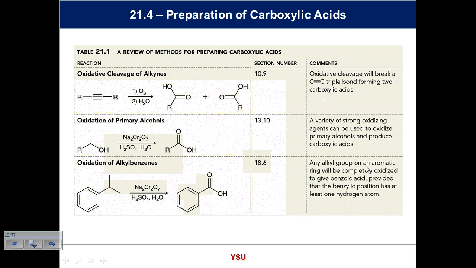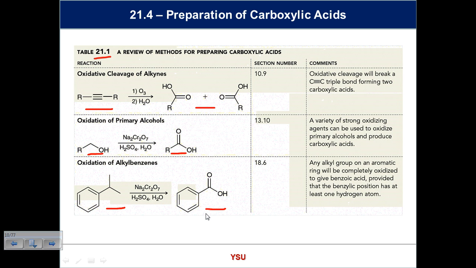Okay, let's get into something interesting. We've already done some of this stuff. Go back and look at Table 21.1. We took these materials, alkynes, last semester, and we turned them into carboxylic acids by ozonolysis. We took primary alcohols and oxidized them. We'll do that again fairly soon once we have this Fischer esterification mechanism finished. And we made them into carboxylic acids. Then we did this. Nobody knows this mechanism. Did anybody work it out yet? No, I didn't think so. Okay. So this is magic.